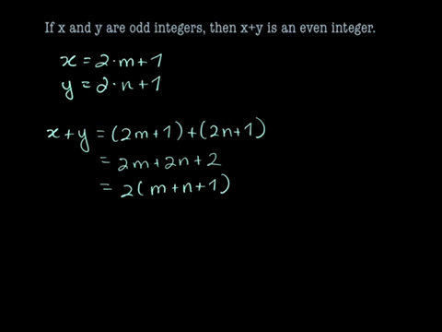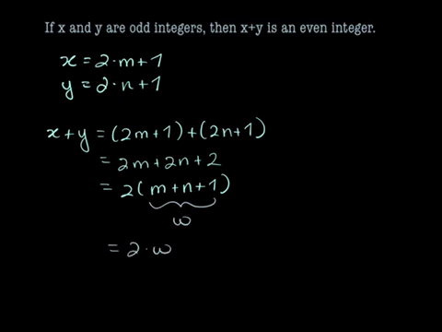The only thing that we're not quite sure about at the moment is, is m plus n plus 1 an integer? Well, sure, if m was an integer, and n is an integer, and 1 is an integer, we already know that the sum of integers is still an integer. Therefore, I'm going to call this quantity w. So then I may express this final statement as 2 times w, where w is an integer.